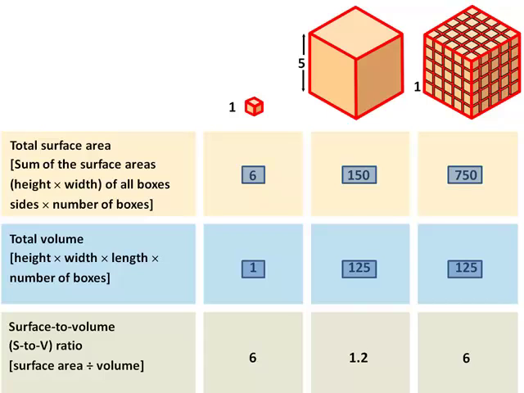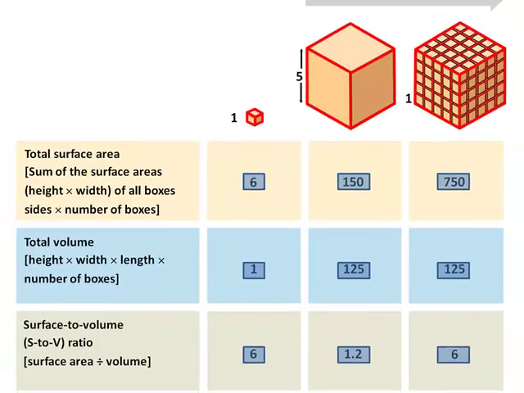we'll notice that at the first block we had a surface to volume ratio of 6. When we increased the surface area from the first to the second block, but we did it all externally, then we dropped to a surface to volume ratio of 1.2. When we added all that internal surface area, we went back to a surface to volume ratio of 6.